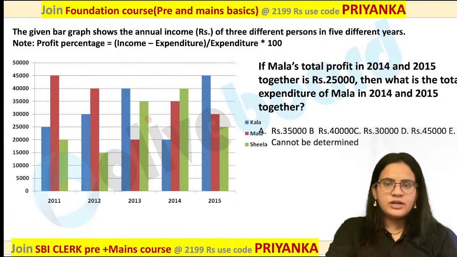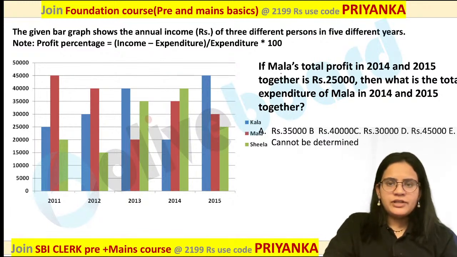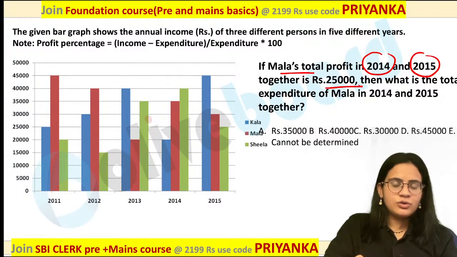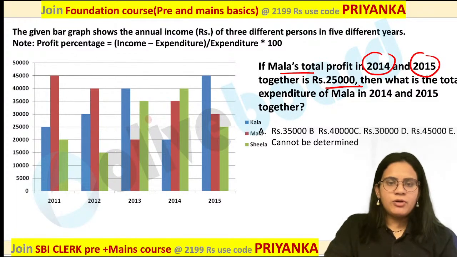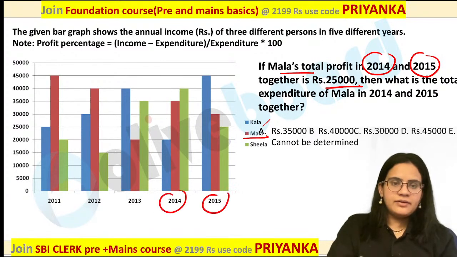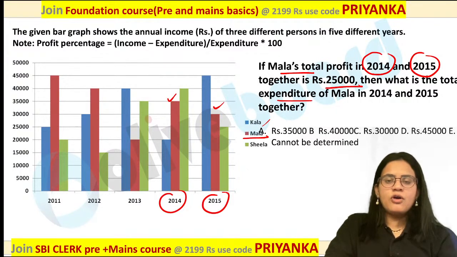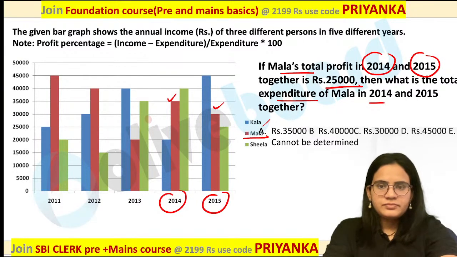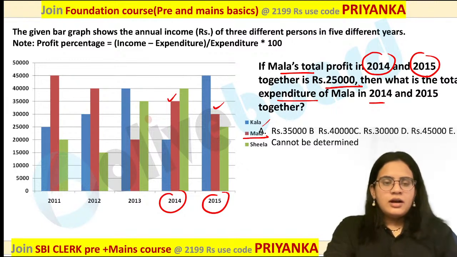So next question, what they have given? Total profit of Mala in 2014 and 15 is 25,000. So they are talking about Mala, that is nothing but the red value. So 14 and 15, corresponding to this over here, it is 25,000. Then what is the ratio of expenditure of Mala in 2014 and 15? Yes, how will you calculate this value over here?